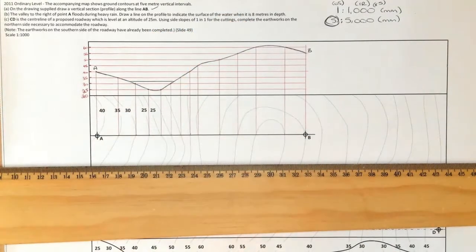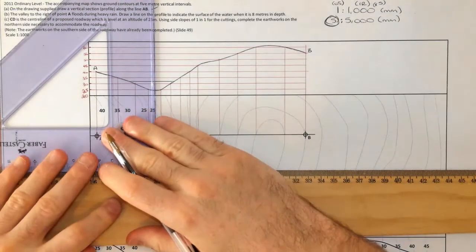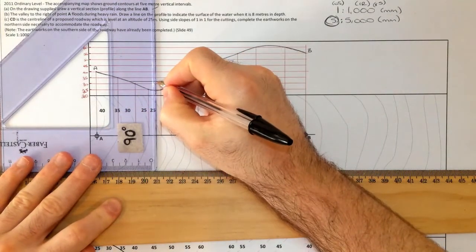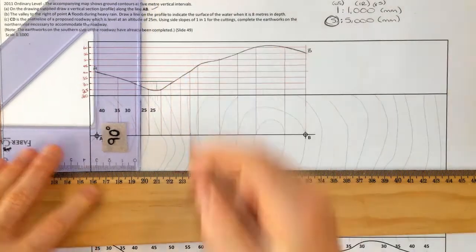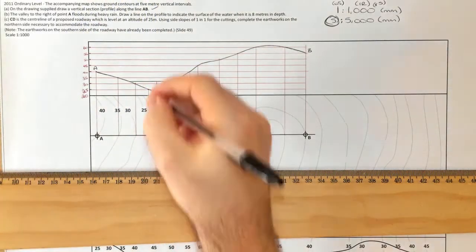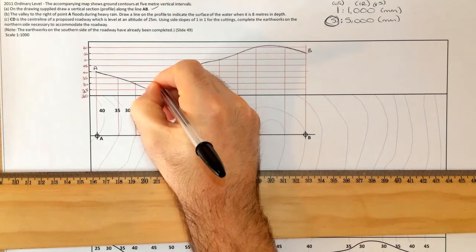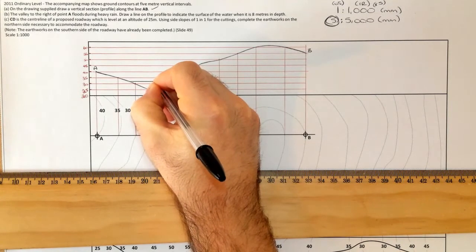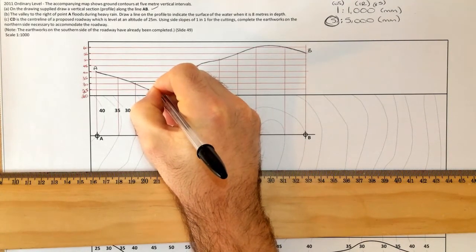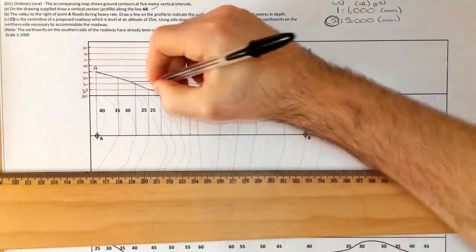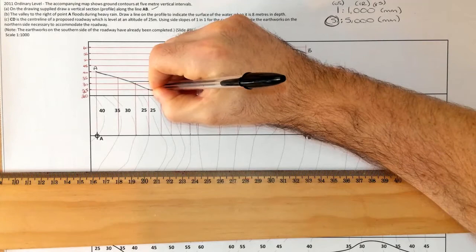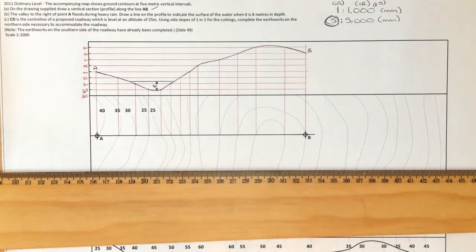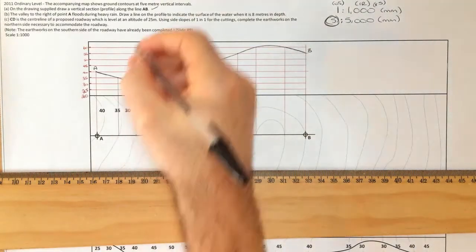Okay, and what I have shown in that line then is how much that would flood. You'd have like a little pool of water there that would be 8 meters deep. Okay, from there. Now let's put in 8 there. Okay, so that's part B done. There's our 8 meters in.